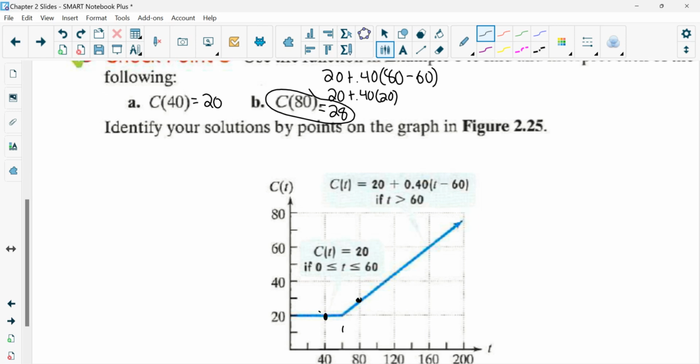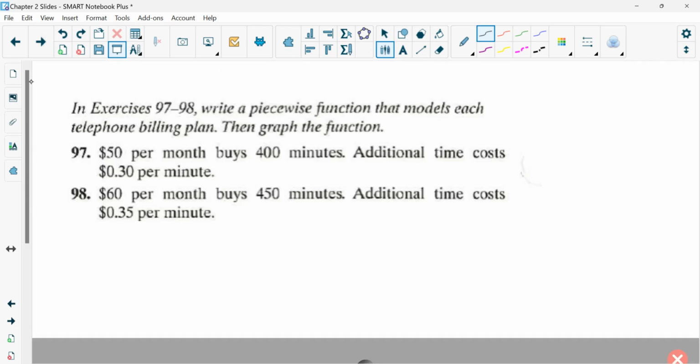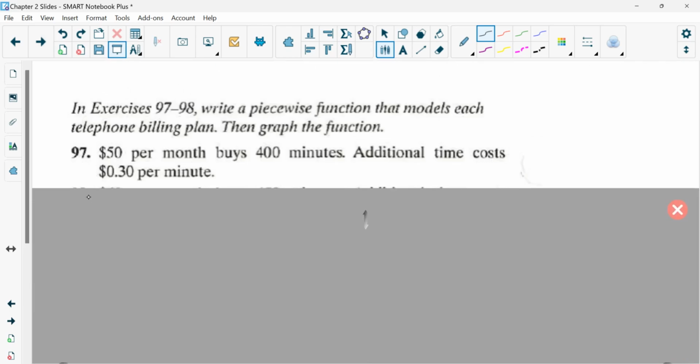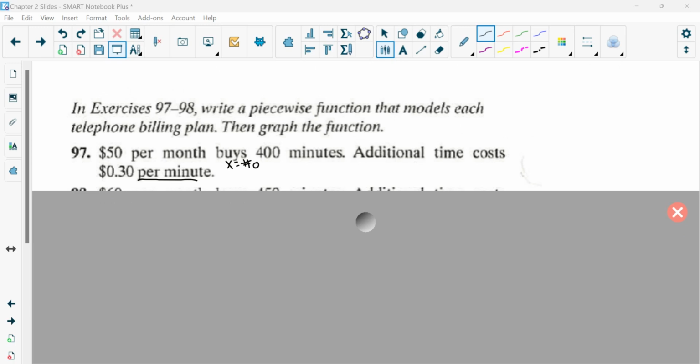Okay, so you're going to try doing this problem. It is similar. It's $50 per month. That buys you 400 minutes. And then additional time costs you 30 cents per minute. X is the number of minutes. And then your f of x would be your cost.